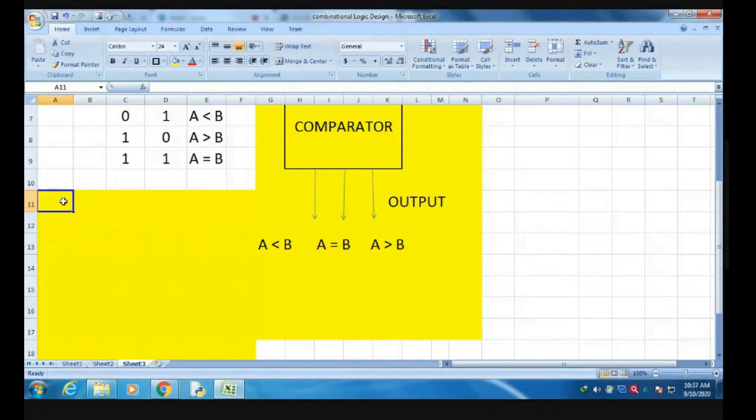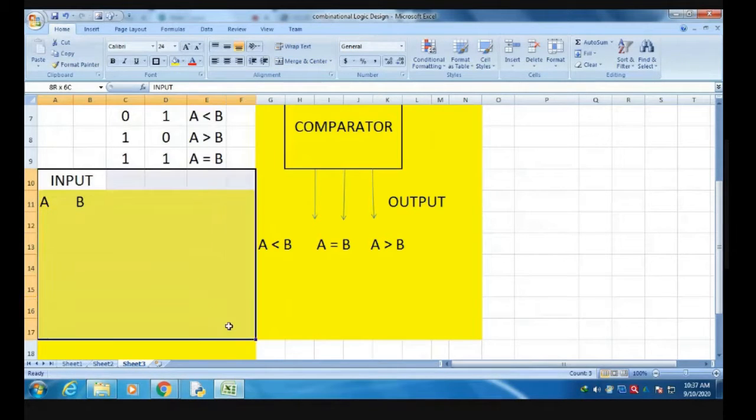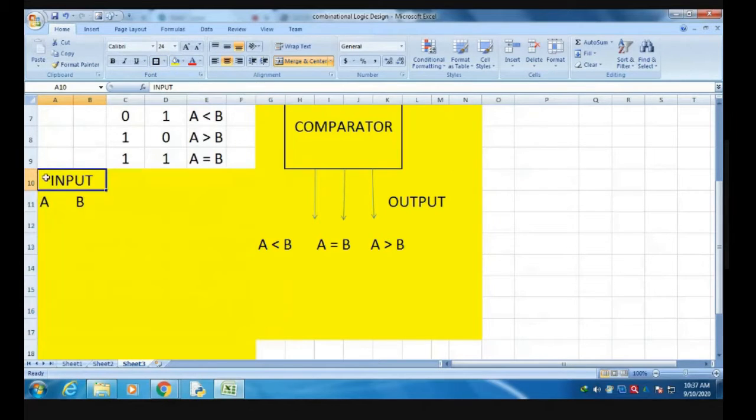Here the input variables are first variable A, second variable B. These two are the input. Okay, this is my input. I am here making the bracket.